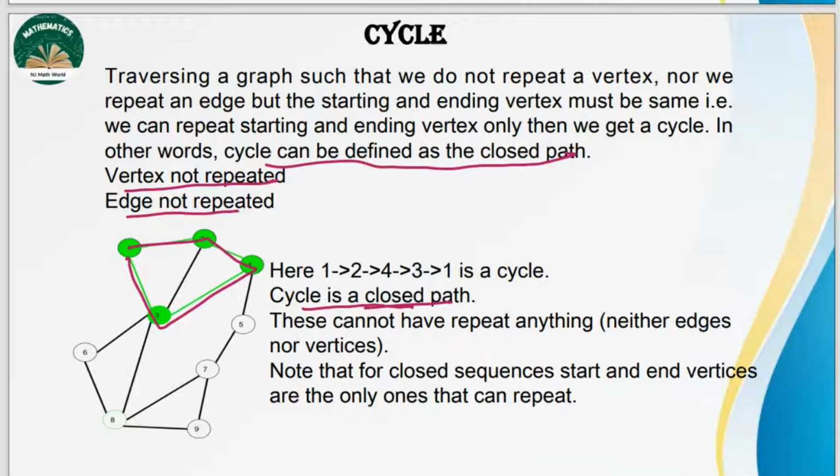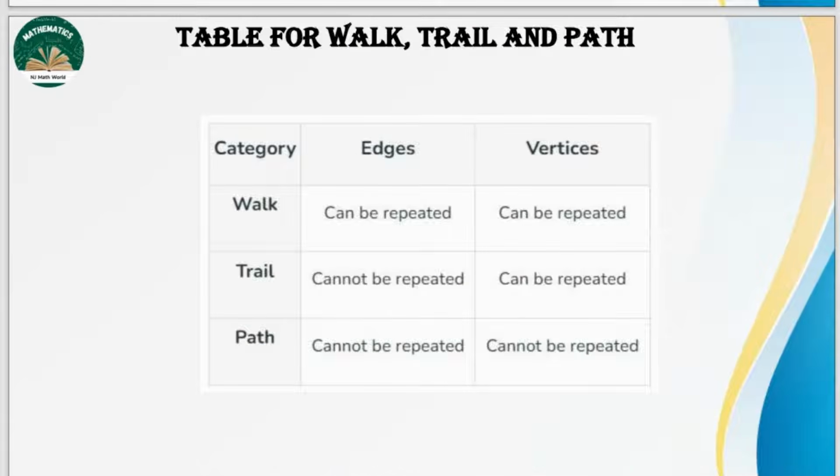A cycle is a closed path, and here they cannot repeat any edge or vertex. Note that in a closed sequence, the starting and ending vertex are the only ones that can be repeated. The starting and ending point can repeat, but others we should not repeat in a cycle. Then next one, you have a table for this.